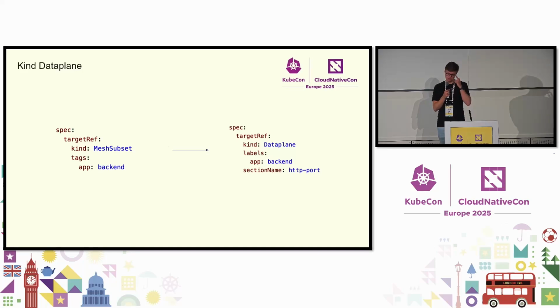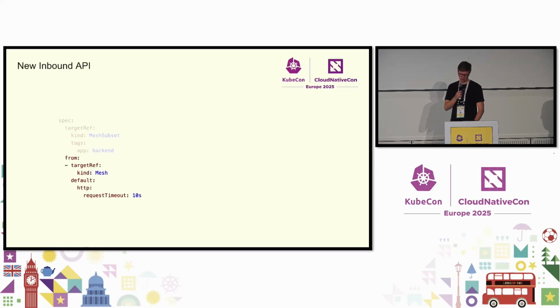Every workload has its own data plane, and on Kubernetes, we are basically building data planes from pods. And the data planes have the same labels as pods, so it's easy to select your workloads by labels. Also, in addition to section name, you can now simply select a single inbound to apply the configuration to, which comes in handy with our new inbound configuration API.